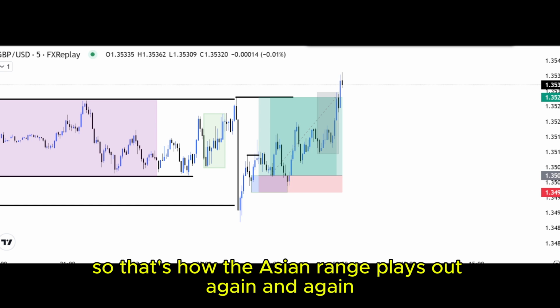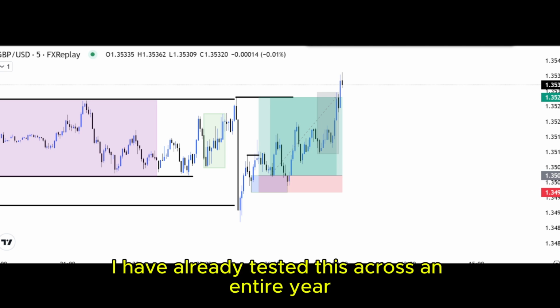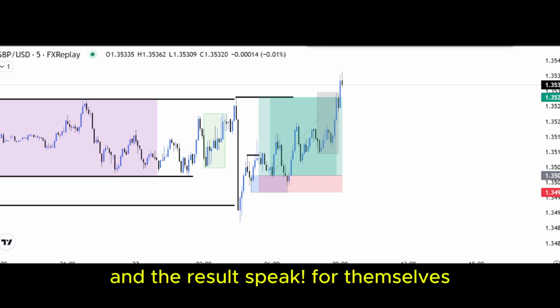So that's how the Asian range plays out again and again. Liquidity, inducement, and then the clean move. I have already tested this across an entire year and the results speak for themselves.